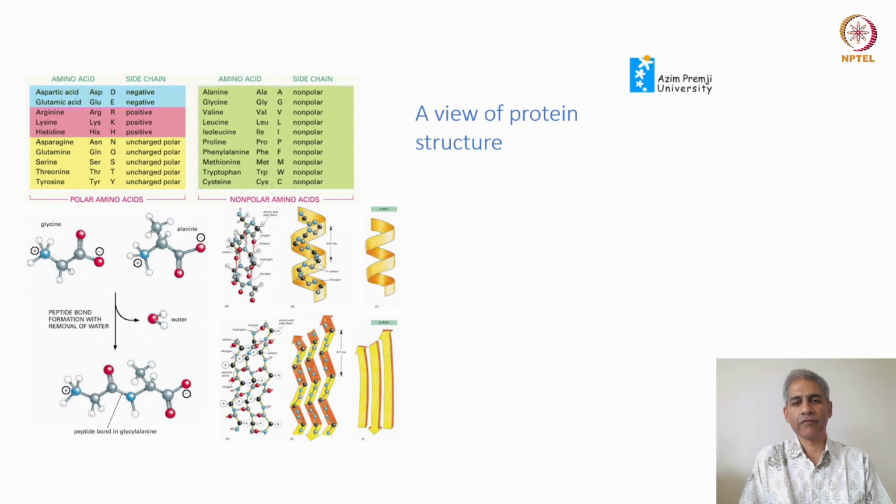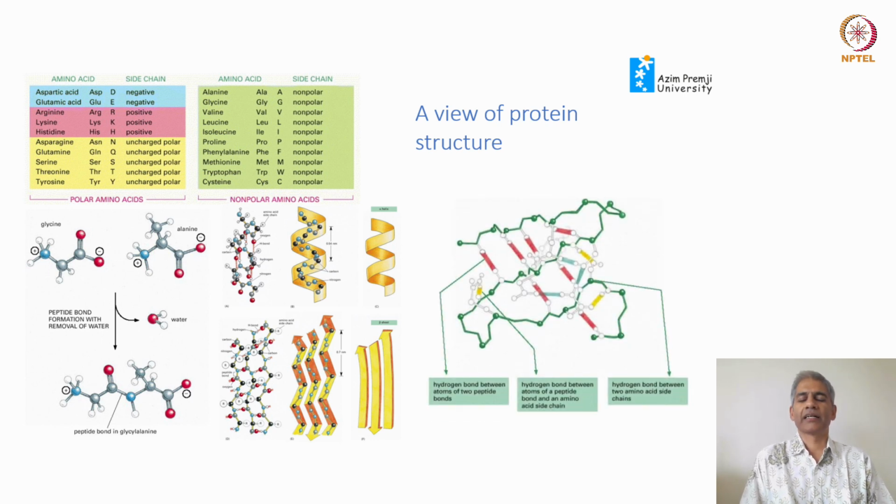So the chain can fold back on itself, and because of the alignment of positive and negative groups, you can have hydrogen bonding between them to form this beta sheet. And the arrows in the beta sheet show you the direction of the chain.